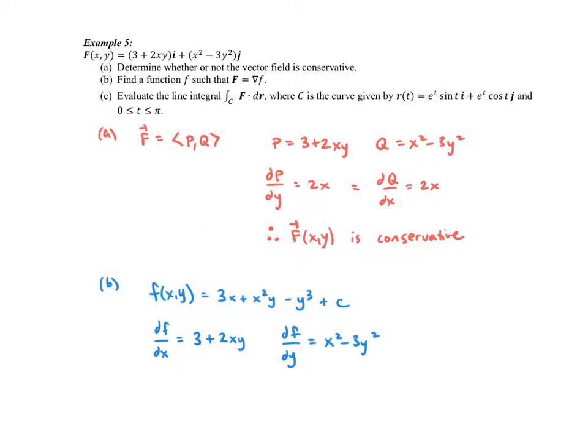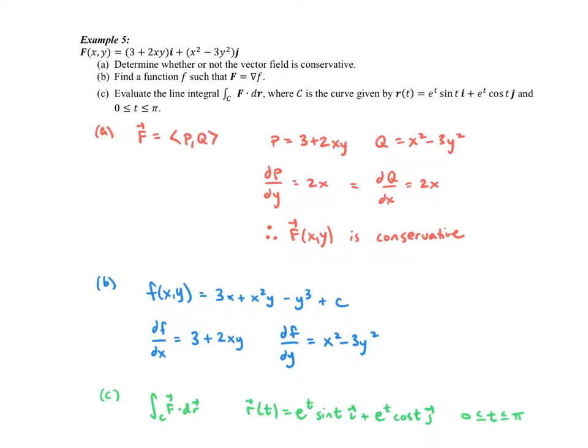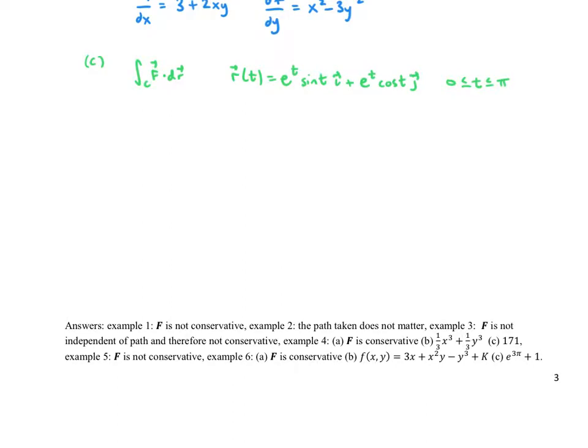Okay, for part C, we're going to calculate the line integral, f dotted with dr, and we have r of t given to us as e to the t sine t times vector i plus e to the t cosine t times vector j. And we're given the information that t is going to go from 0 to pi. And we're going to use the fundamental theorem here because it's going to be much faster.